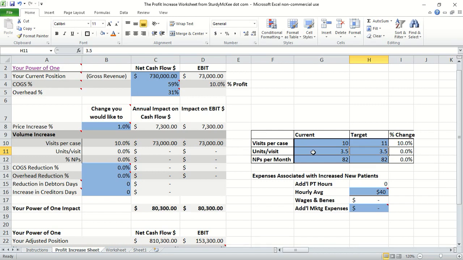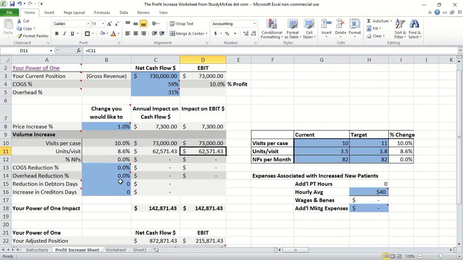Okay, so now we go to units per visit. I've seen a lot of therapists in a lot of different practices underbilling or not billing for all of their time. If you plug in your current numbers here, whatever they might be, and then look at what your target is, maybe you're already there and you're not going to realize any additional gain, but maybe you're going from 3.5 to, let's say, 3.8 units per visit. That's an 8.6% increase. Look at your revenue. Your cash flow improved by $62,000+ a year. And by the way, this all goes to your bottom line. This is EBIT, earnings before interest and taxes. This is your profit.